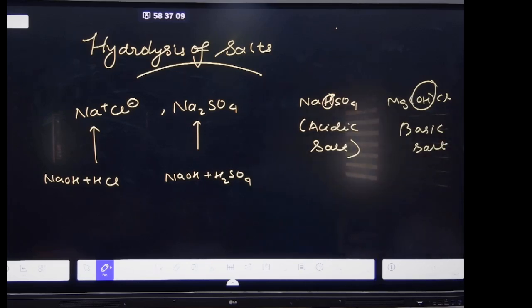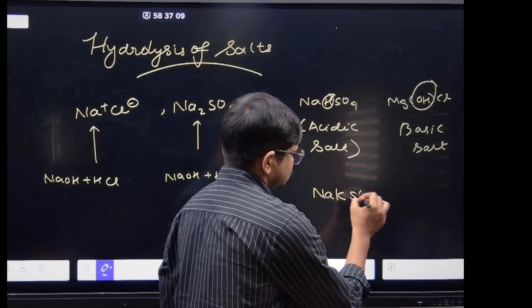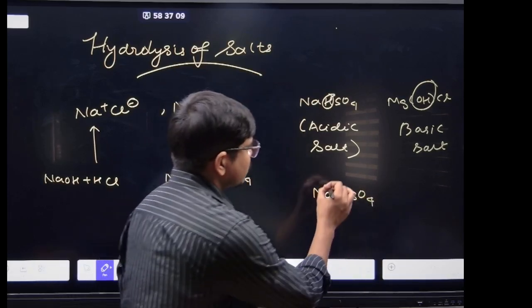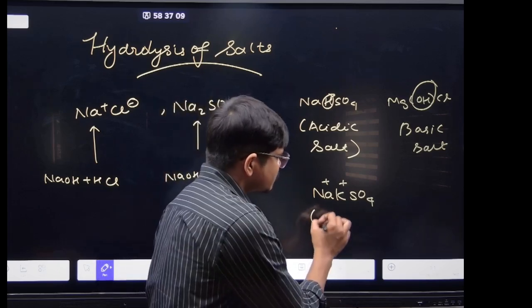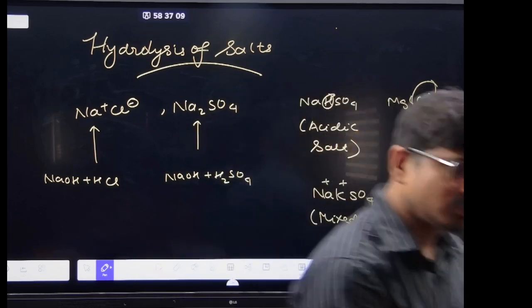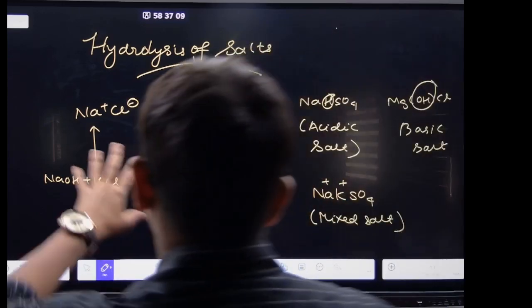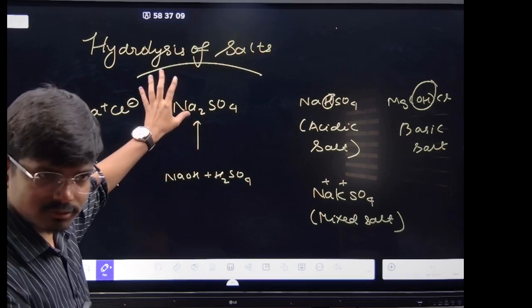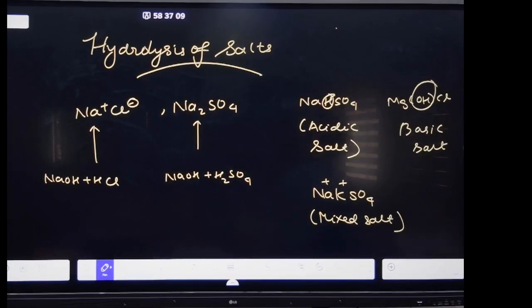Now see here, you have NaKSO4. So you have different types of cations. This is known as a mixed salt. When you have different types of cations and different types of anions, that is known as a mixed salt. So this NaCl is the normal salt. You have the acidic salt, the basic salt, and the mixed salt. Understood this part?